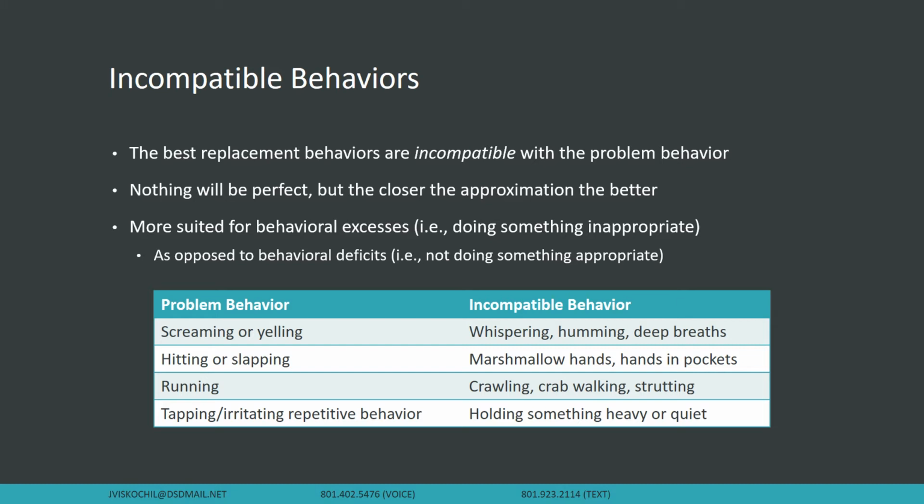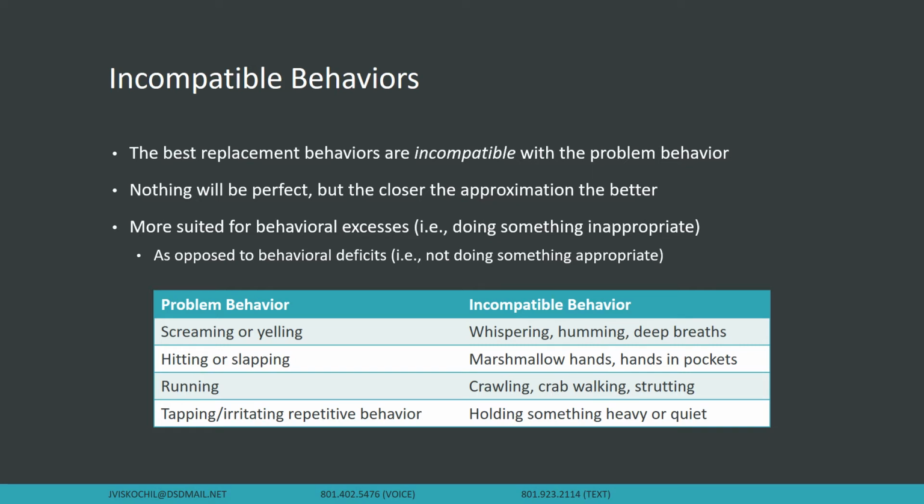Down at the bottom, just some examples of certain problem behaviors and incompatible behaviors for those. So, screaming or yelling, you could have whispering or humming the ABCs or taking deep breaths. Hitting or slapping, marshmallow hands, soft hands, hands in pockets. Right now, Hadley really likes to grab Kingsley, our dog, a little bit more aggressively than we're okay with.